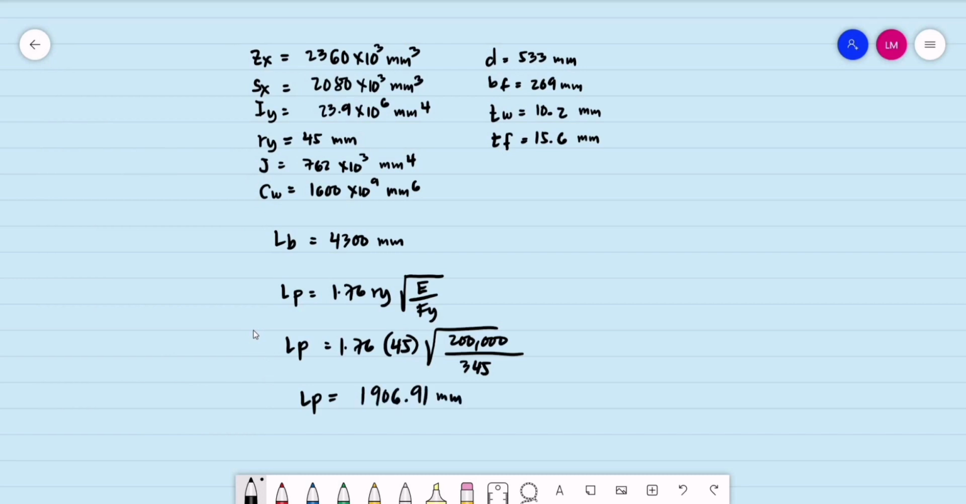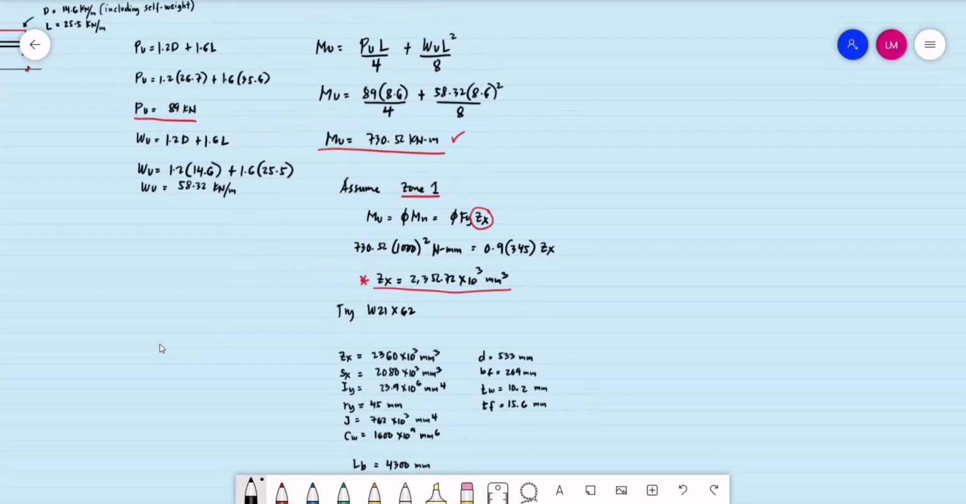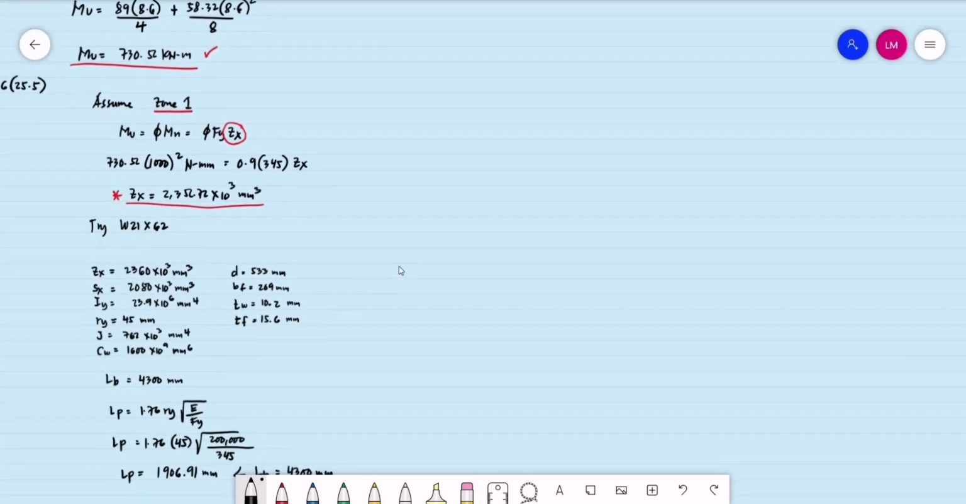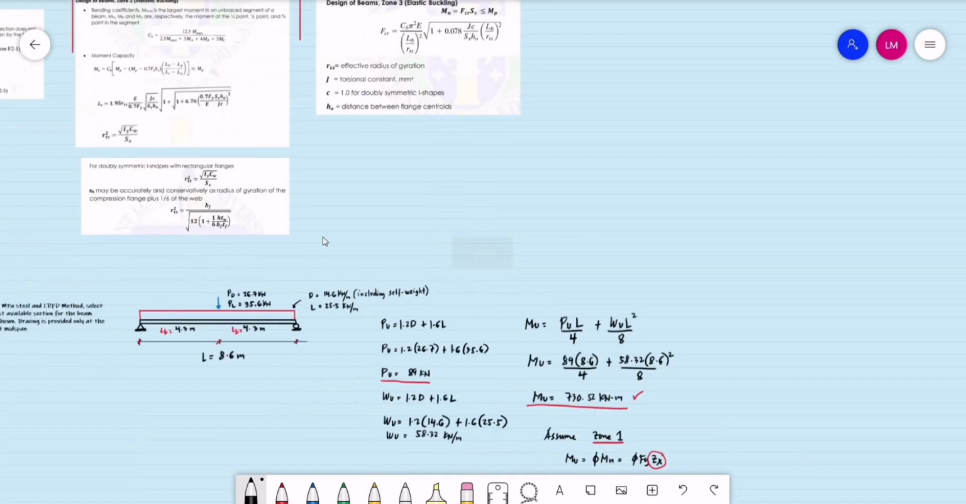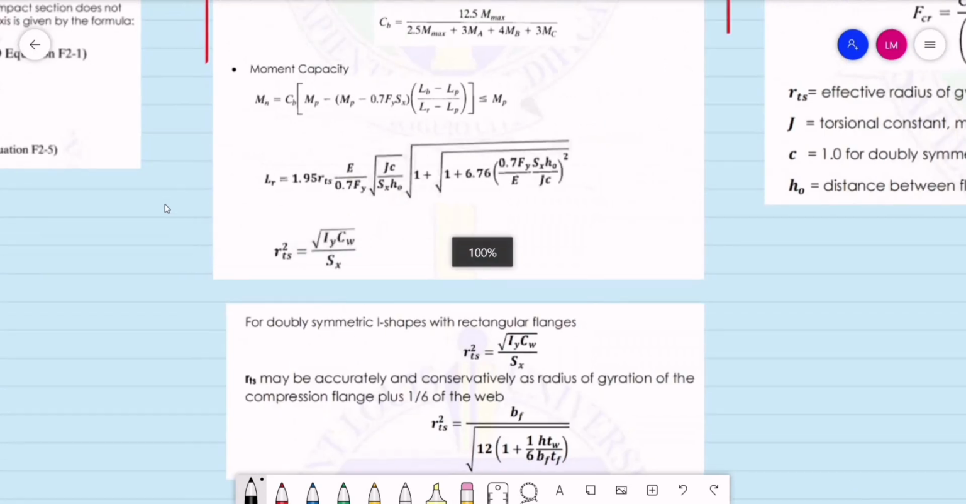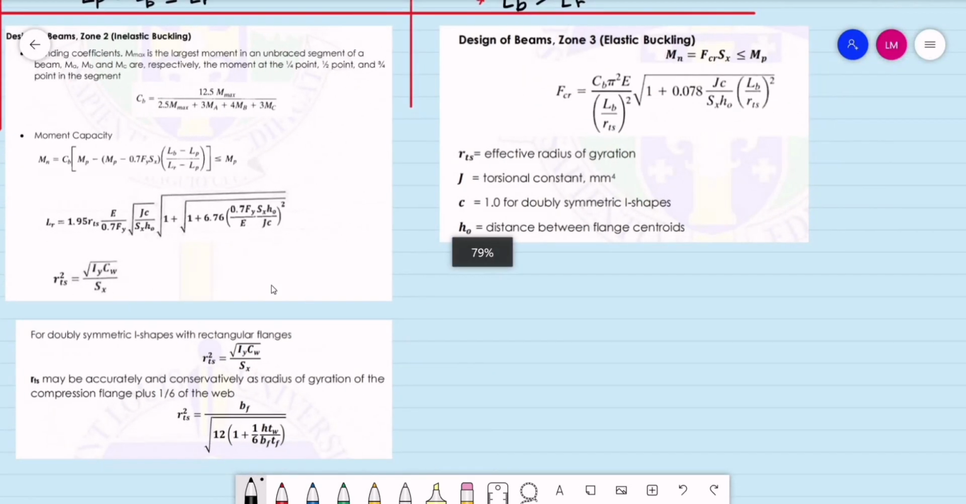1,906.91 millimeters. So this is obviously less than our unbraced length, which is equal to 4,300 mm. So therefore, our section may fall on zone 2 or zone 3. So it depends on the value of our L sub R. So let us compute for the value of L sub R. From our reference, we will be using this equation.